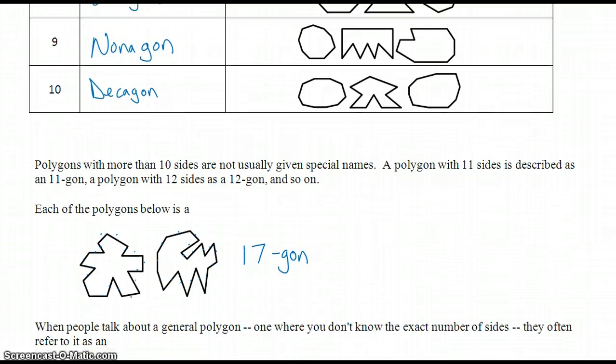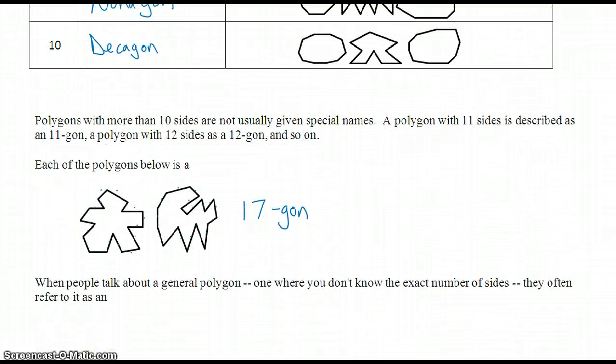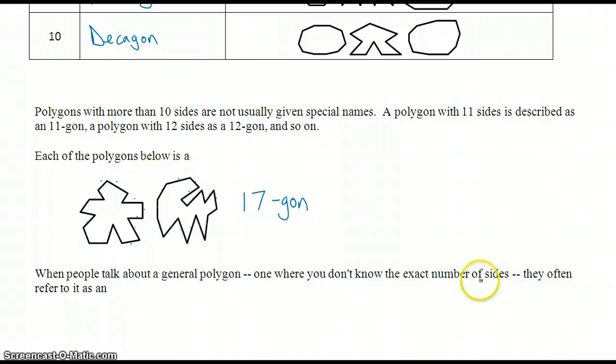In general, if we don't know the number of sides, we're going to say the number of sides is n, so we're just going to call it an n-gon. An n-gon is a polygon with n number of sides. N is going to be our variable. We don't know how big n is. It could be a number of numbers.